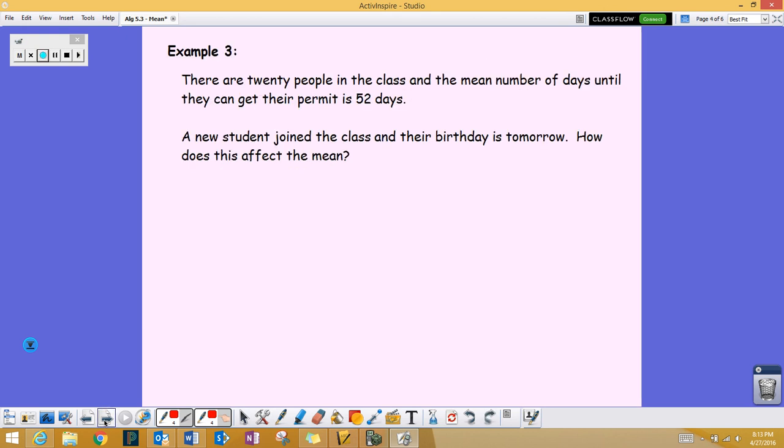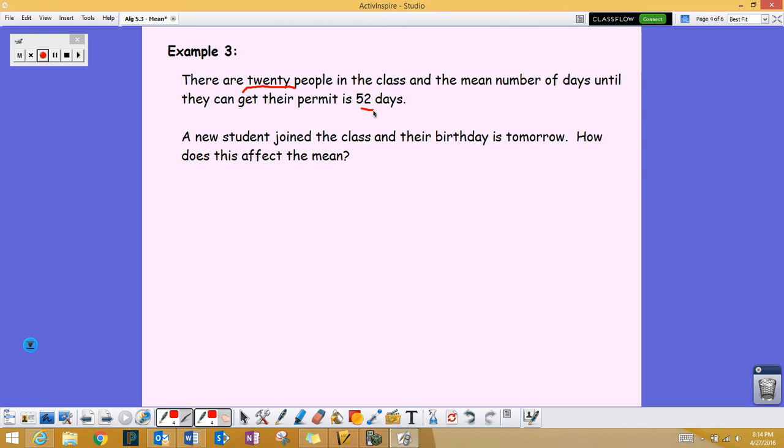All right, we're going to try another example like this. For this one, this is another different kind of problem. We know that there are 20 people in class, and the mean number of days until they can get their permit is 52 days. So what that means is with our whole class, we'll say it's our algebra class, and you guys are waiting to get your permit. You have to, on average, each one of you has to wait 52 days. So a couple of months you've got to wait.